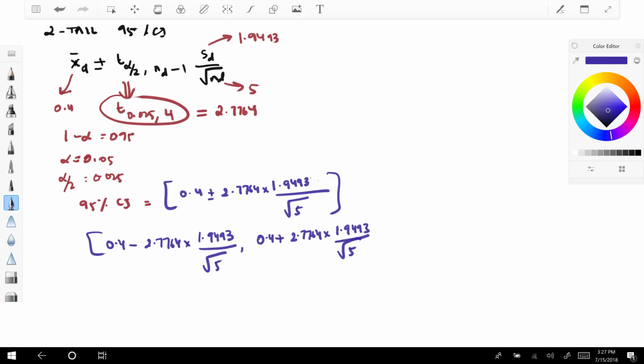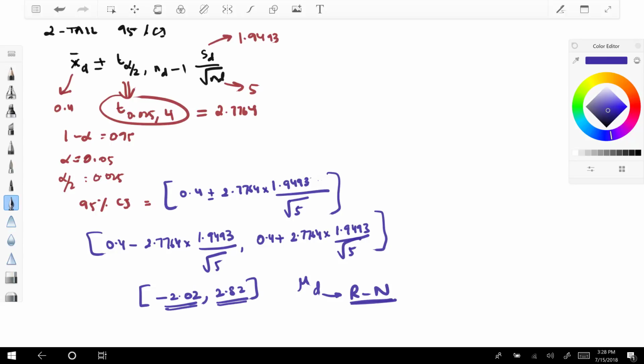So this is going to give us negative 2.02 comma 2.82. So what this is saying is, if you see mu d, I have d as Reebok minus Nike. So the difference of Reebok minus Nike would lie between negative 2.02 and positive 2.82.